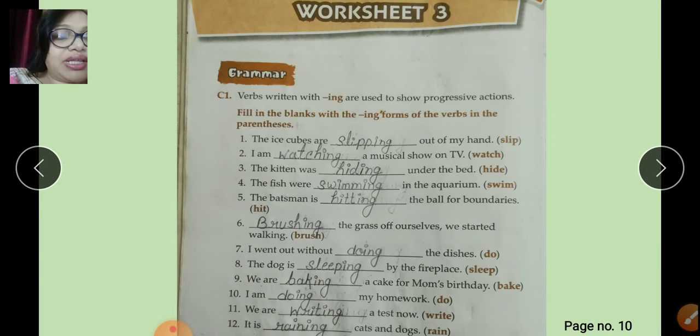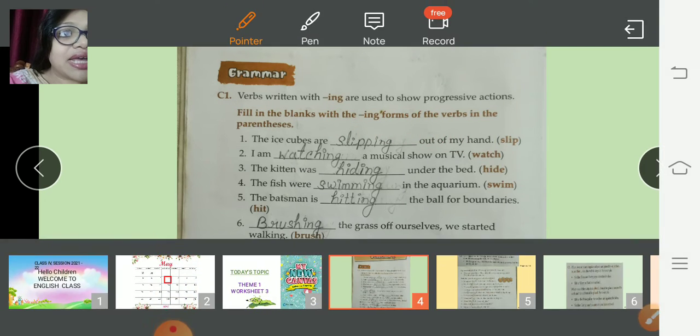So worksheet 3 deals with grammar. So what do we have in this chapter? We will learn the various uses of grammar of the chapter verbs. Verbs written with ing are used to show progressive actions. So we are going to learn the uses of ing over here. So here what is given? Fill in the blanks with the ing form of the verbs in the parenthesis.